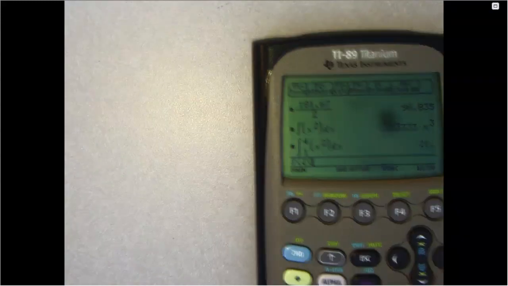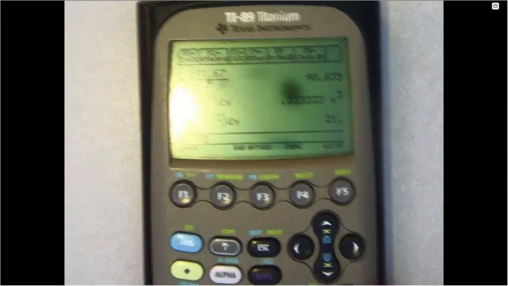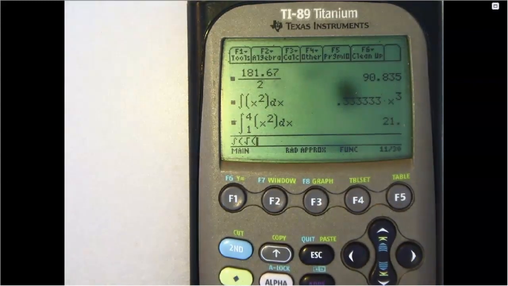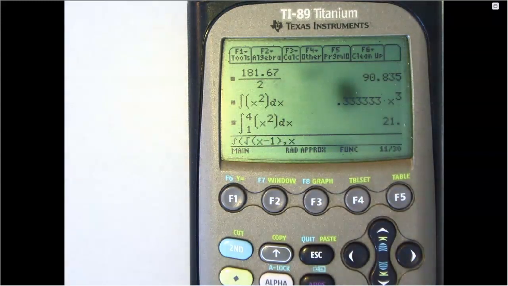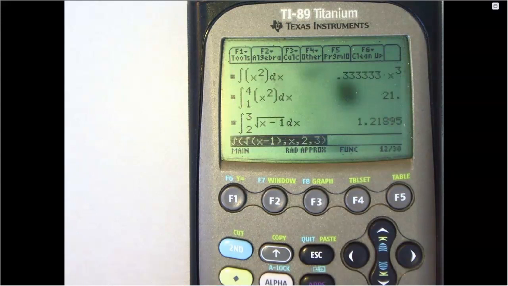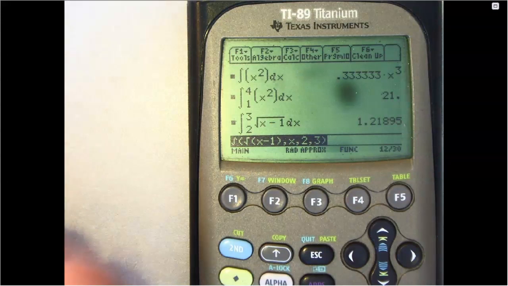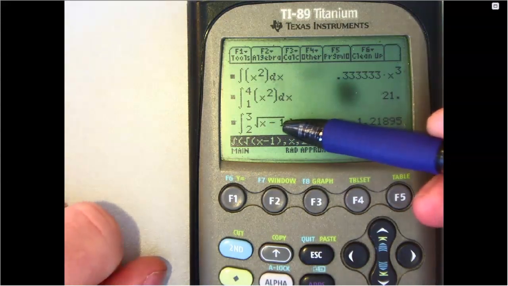Square root of x minus 1, plus parentheses. Comma x is like your dx. So you're telling the calculator what variable you want to work in. And then go comma 2, comma 3. Is that what it was? Is 2 to 3? Yes. There you go. It writes the integral up there for you, so you can compare to what you're supposed to do.